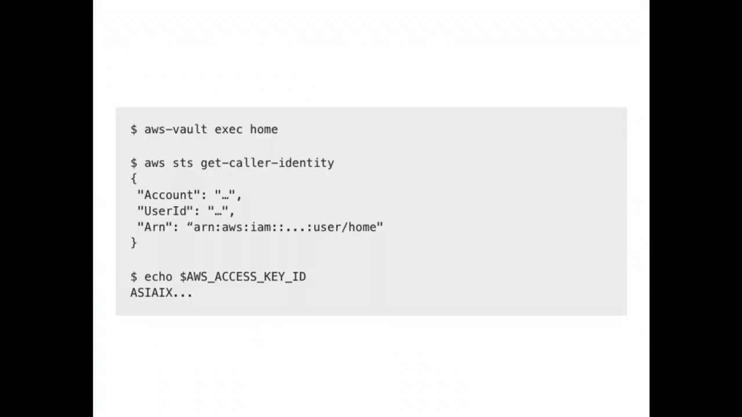AWS Vault is an open source tool to store the AWS credentials in the OS keychain. In this example, we're using the home AWS Vault profile, which is associated with an IAM user and the protected access keys. The exec command creates a new subshell with temporary access keys, so they're harder and less valuable to steal. The STS API call I'm making here, getCallerIdentity, reflects the calling IAM user.